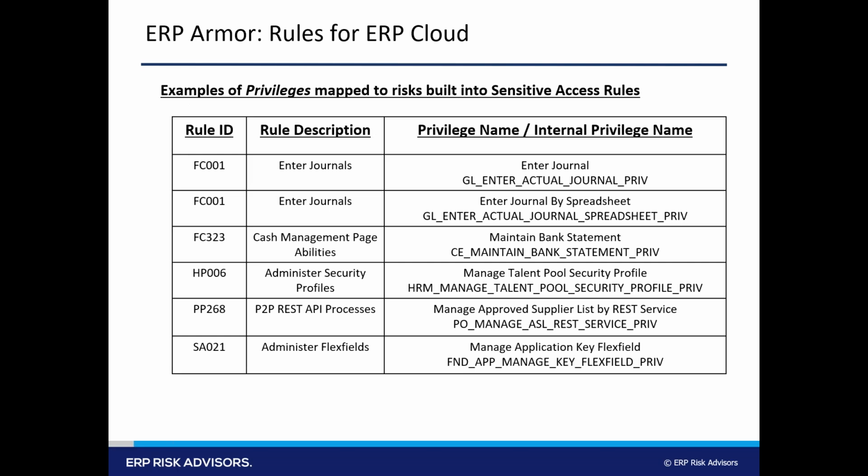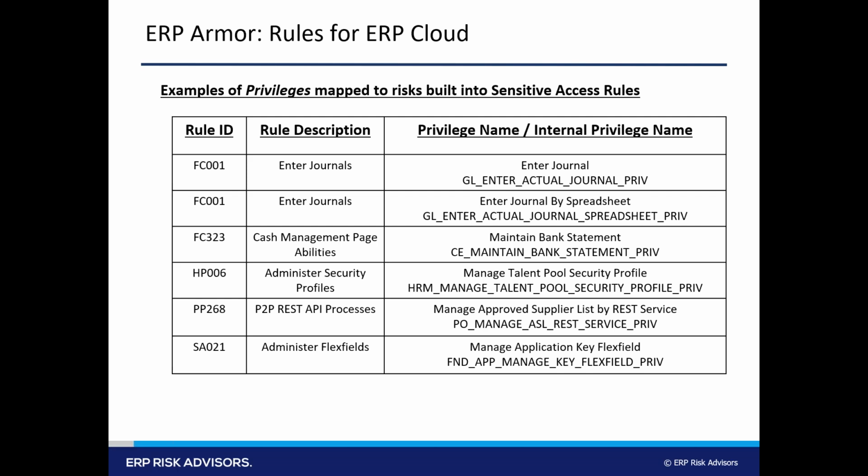So here are some examples of privileges mapped to sensitive access risks. I've given you specific privileges. If you are practitioners in the space, or management, it's fairly easy to identify what can enter a journal, what can enter a journal by spreadsheet, what can maintain a bank statement, and so on. I've given you both the internal name and the external name, not rocket science. The one thing I think people often overlook is APIs and web services, and even flex fields, like descriptive flex fields. They're in a lot of seated functional roles.